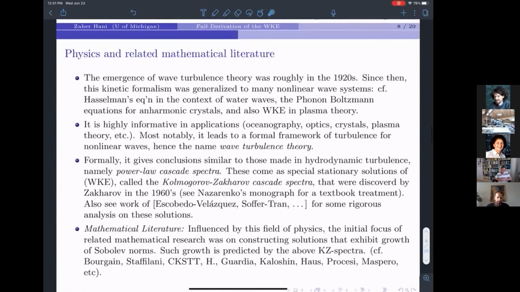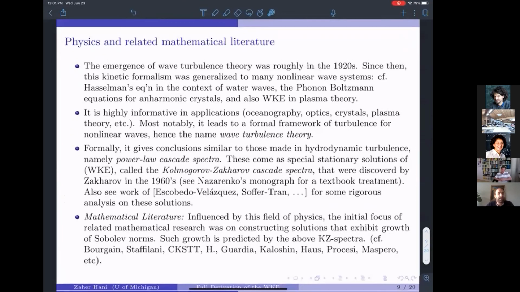Okay, so before we continue, let us talk a little bit about the literature related to this work. The emergence of the wave turbulence theory, as far as I know, was roughly in the 1920s. The first work was by Peierls. Since then, this kinetic formalism was generalized to many other nonlinear wave systems. For example, in the context of water waves, the kinetic equation there goes by the name of Hasselmann's equation. In the context of anharmonic crystals, it goes by the name of the Peierls-Boltzmann equation. And there are also several wave kinetic equations that appear in plasma theory.